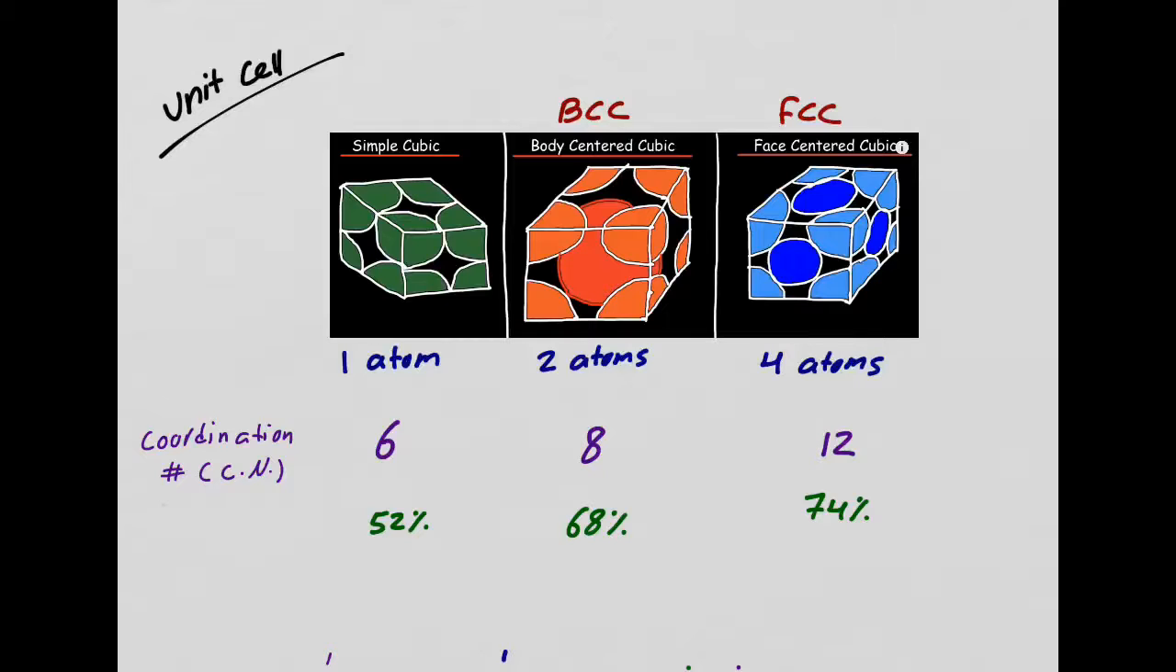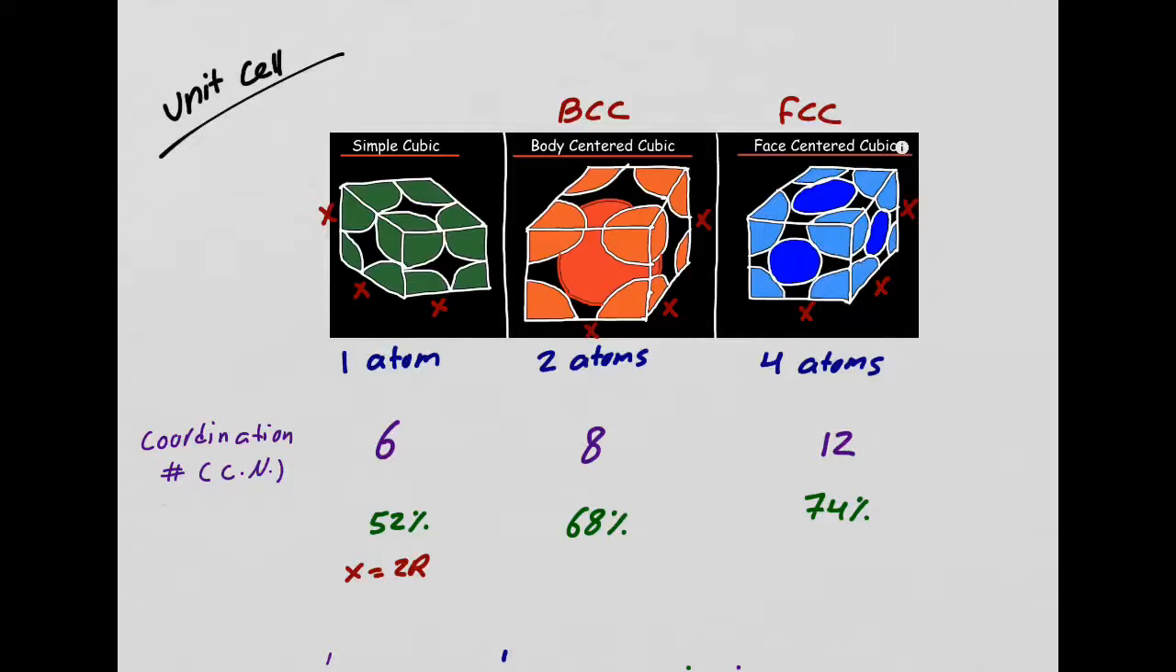Now, the last thing to talk about is edge length. We're going to talk about each side of the cube, and I'm going to put X for that. This is a side of the cube, this is a side of the cube, this is a side of the cube. These are the edge length. And for simple cubic, the edge length is 2R.